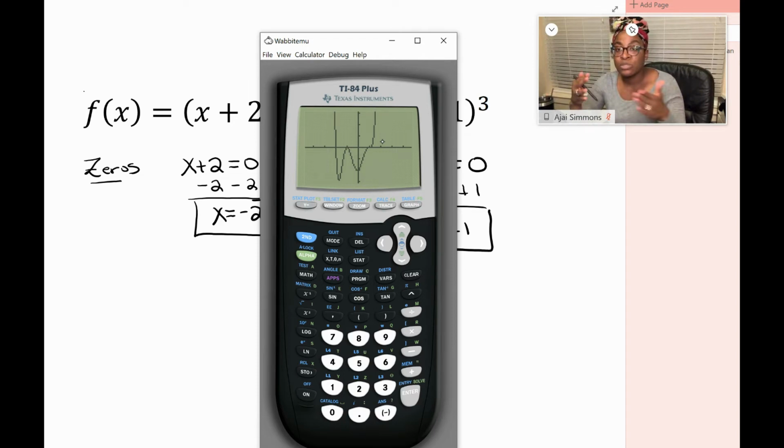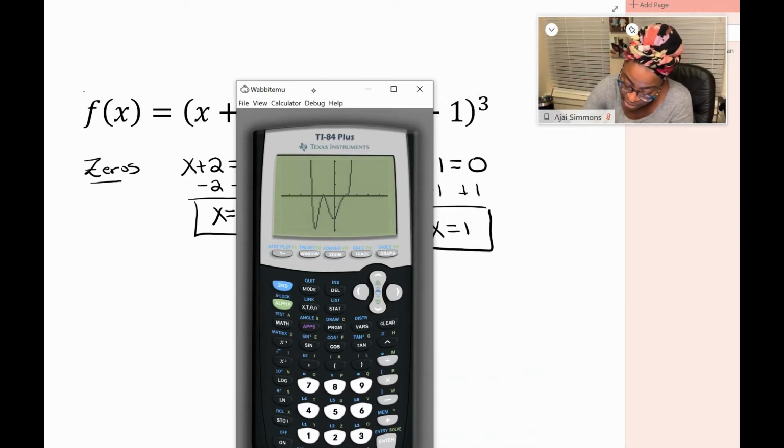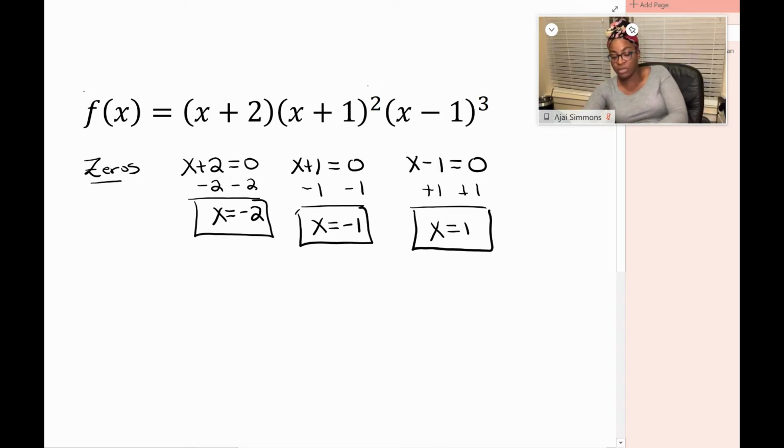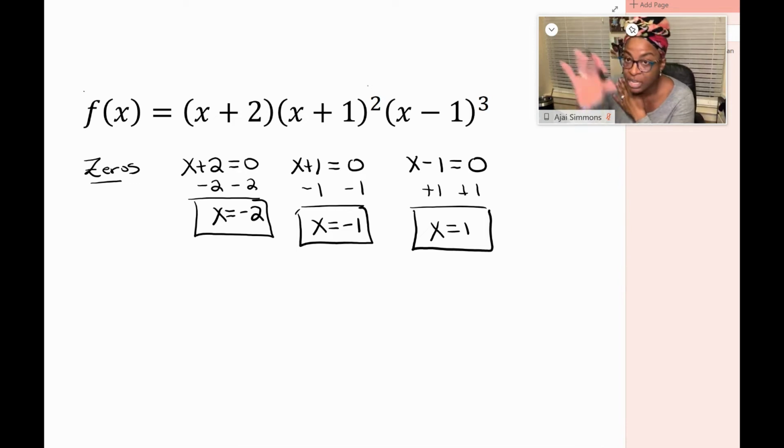So zeros are equivalent to x-intercepts. X-intercepts and zeros are kind of the same thing. That is how you find your zeros. Now let's go back to these powers, because I said ignore the powers for right now. So that's how you find the zeros: set each one of your parentheses equal to 0 and solve for x. Now let's take a look at the power.